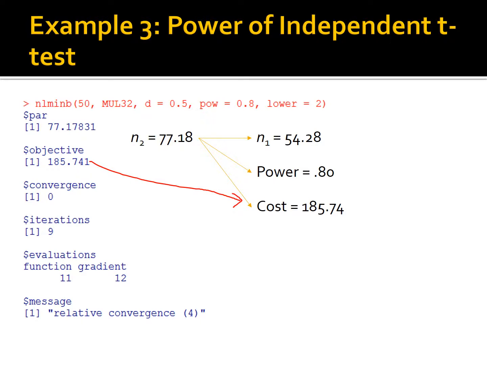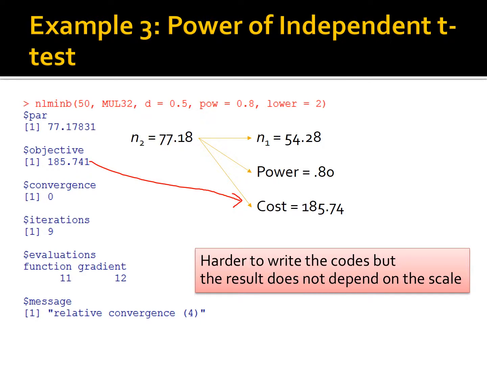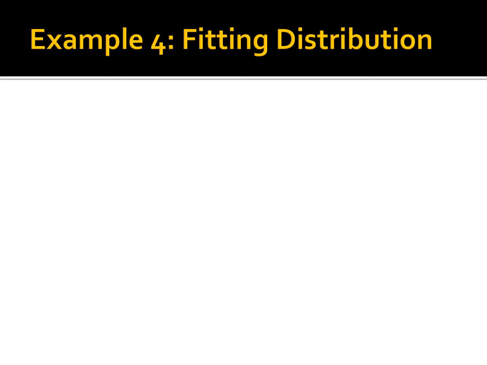So this is more efficient, and well, it's harder to write the code, but the result does not depend on the scale, which is very good. Okay, so in example 1, I would like to find zeros, right? As well as example 2. Example 3 would be a mixture: I would like to find zero for the power and I would like to minimize the cost. But in example 4, I would like to use nlminb to fit multiple variable problems and find whether the data fit a distribution.